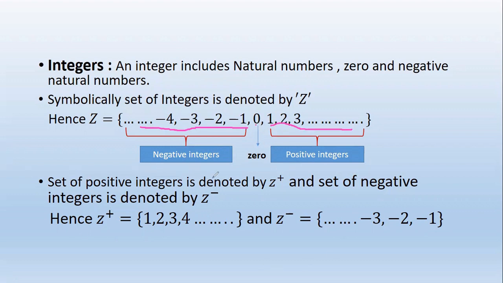The set of positive integers is denoted by Z plus, and the set of negative integers is denoted by Z minus. Z plus is the set of numbers 1, 2, 3, 4, and so on, and Z minus is the set of numbers minus 1, minus 2, minus 3, and so on.